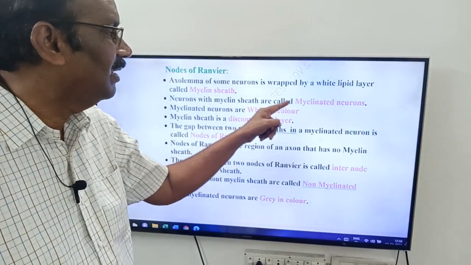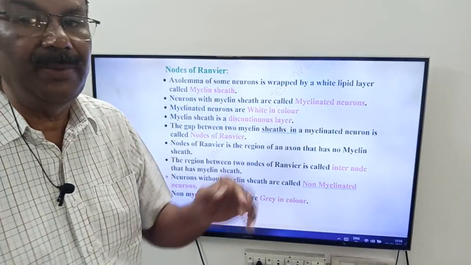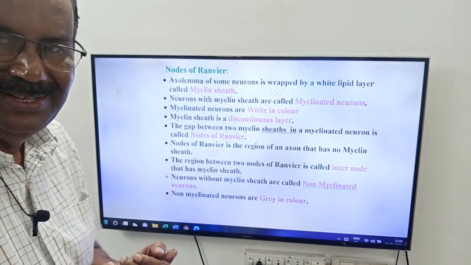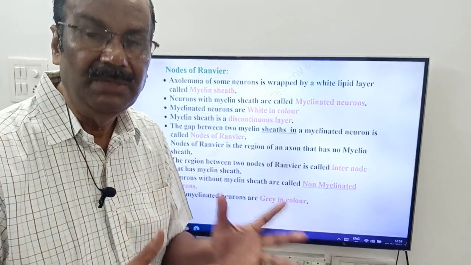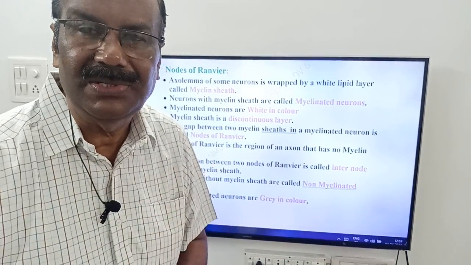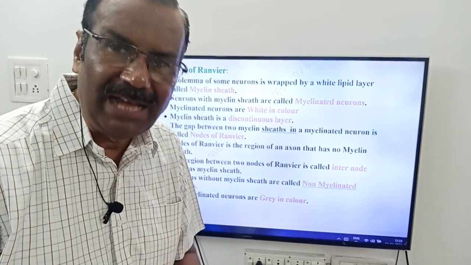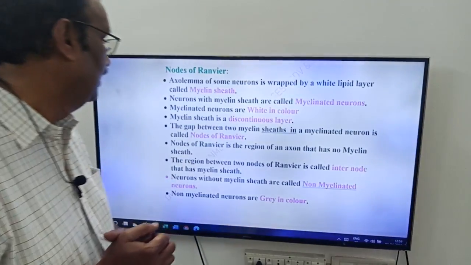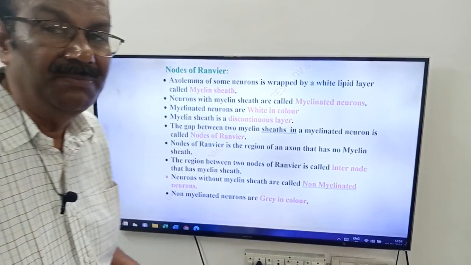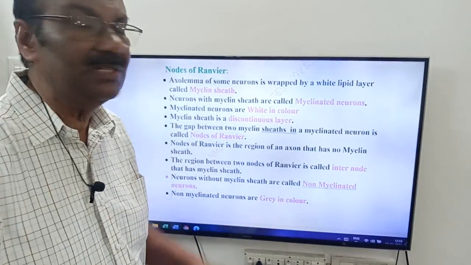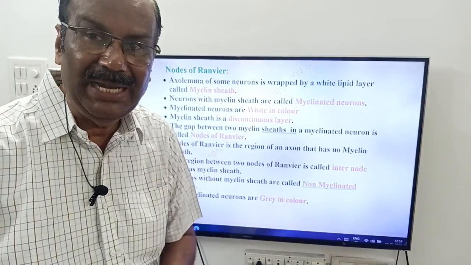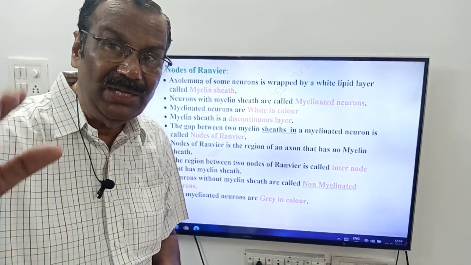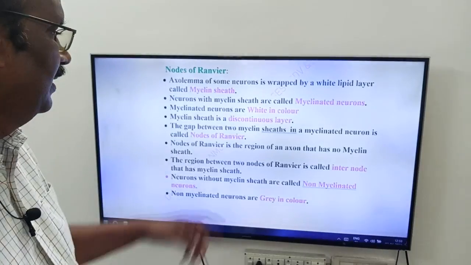Neurons with myelin sheath are called myelinated neurons or medullated neurons. Just now I told you, the myelin sheath is present only in some neurons. What is their color, friends? Myelinated neurons are white in color, because the myelin sheath is a white lipid layer.